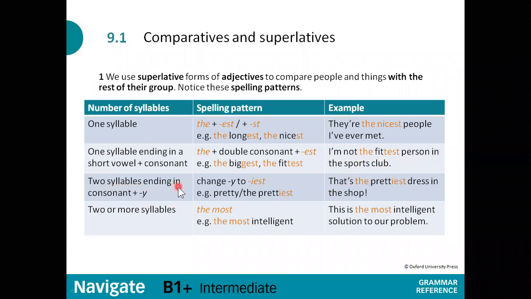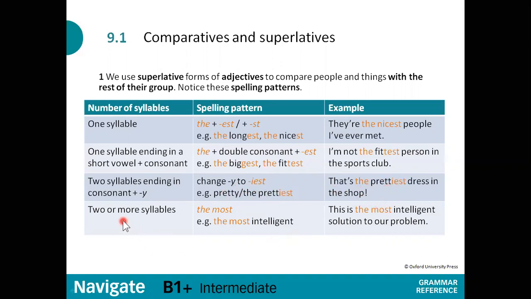Next one, two syllables ending in consonant plus y. So you change y to iest. So pretty, it was in comparative degree also. So pretty. When you want to make it superlative, you delete y and you add iest, the prettiest. Example, that's the prettiest dress in the shop. So there are several dresses in the shop, and this one is the prettiest one.